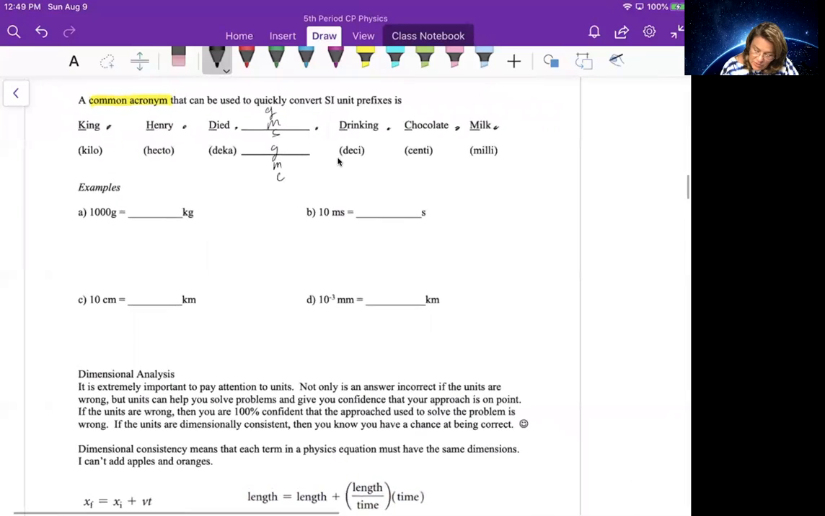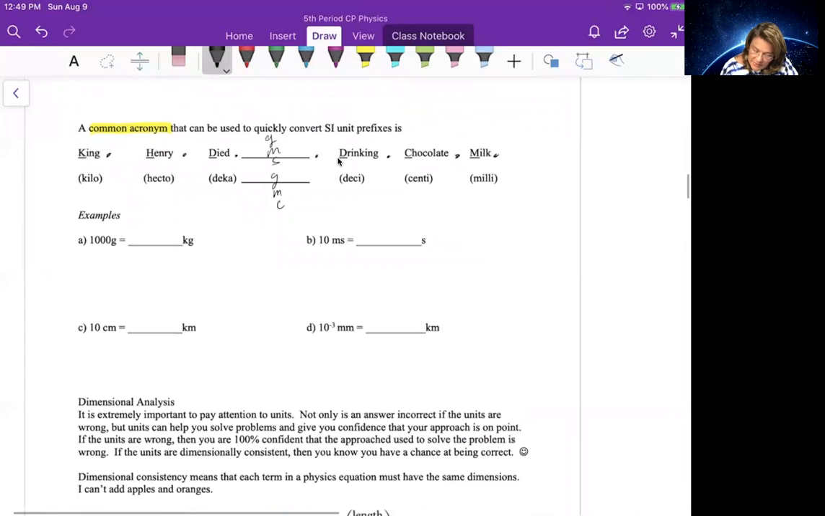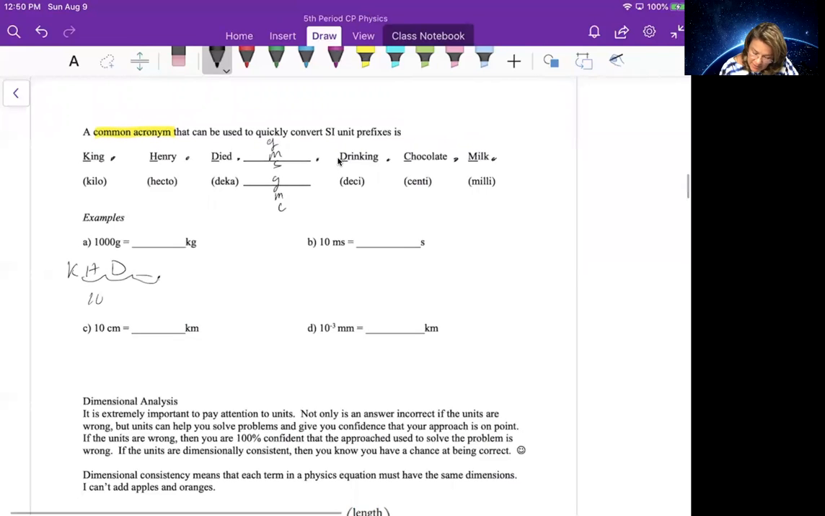Let's see, 1,000 grams equals how many kilograms? Well, if I have King Henry died and I'm at the gram location, I need to go 1, 2, 3. I have to move my decimal point 3 times. So I take my 1,000 and I move the decimal point 3 times, and I find that that equals 1 kilogram.